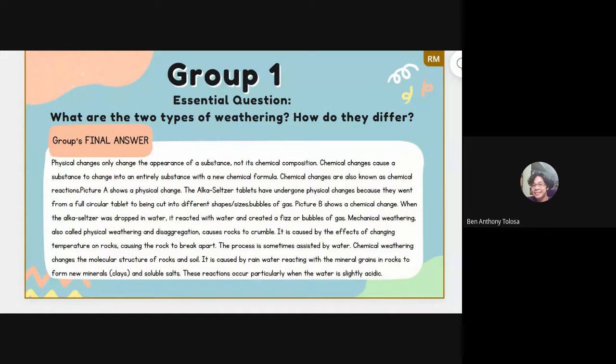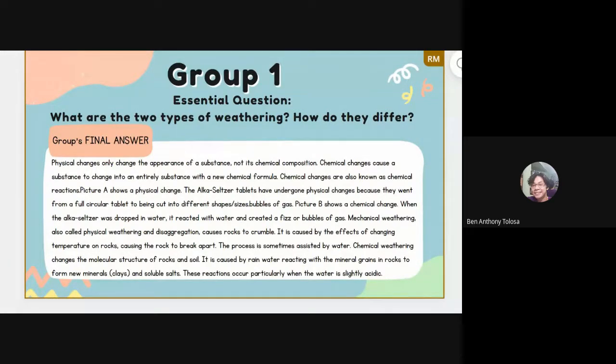And the definition of mechanical weathering, also called physical weathering, is that it causes rocks to crumble. It is caused by the effects of changing temperature on rocks, causing the rock to break apart.